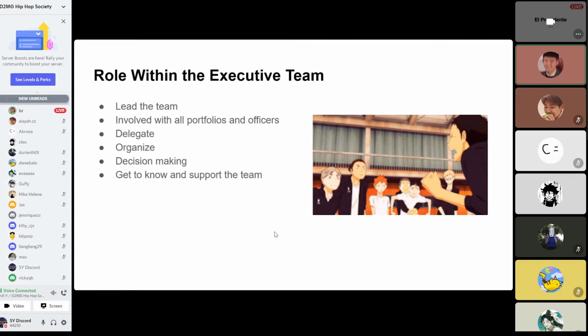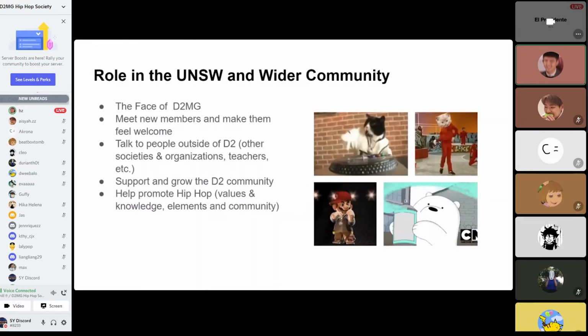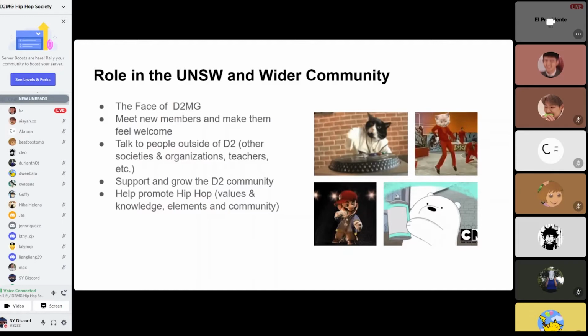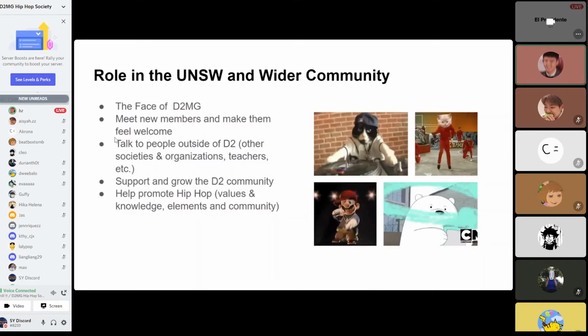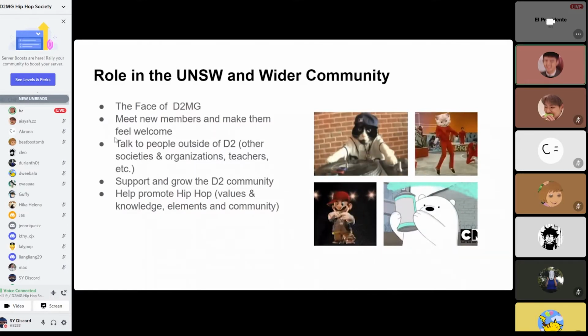So, the role in the UNSW and wider community. Of course you're the face of D2MG. So for people outside of D2MG, the other UNSW societies and the wider dance community, you're pretty much representing the D2 community and society to them. You'll meet new members and you have to try and make them feel welcome to the best of your ability.